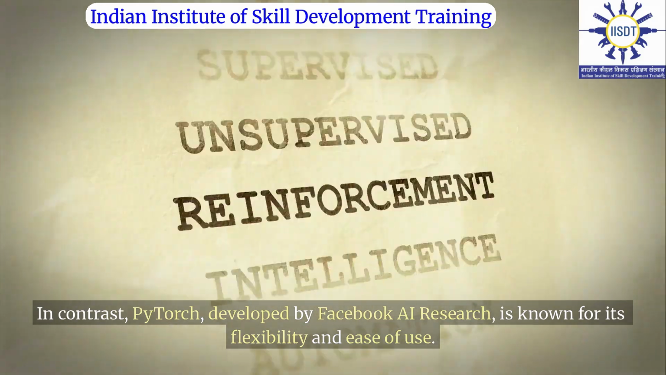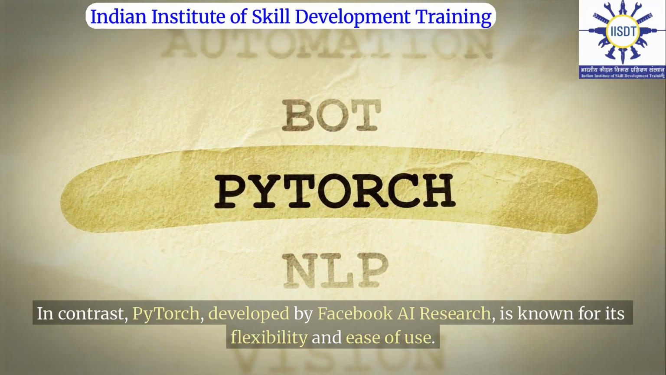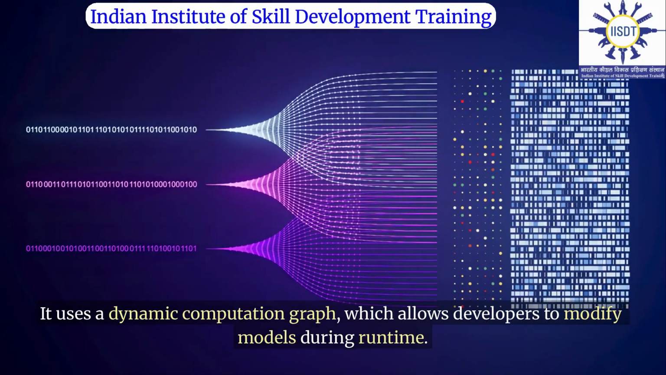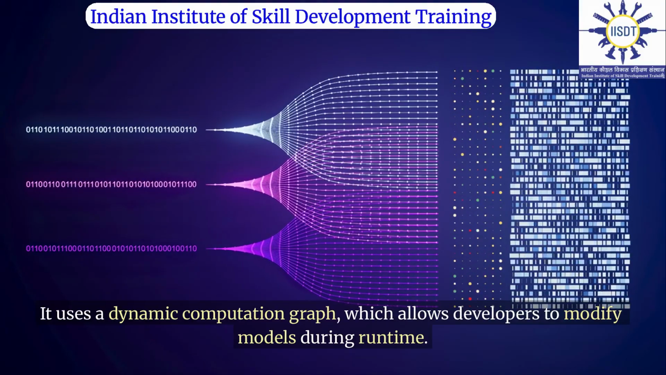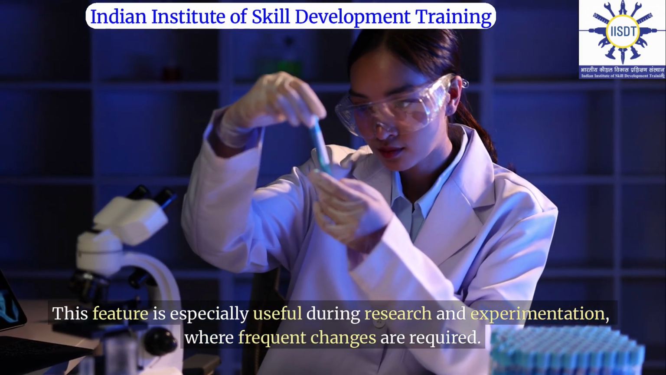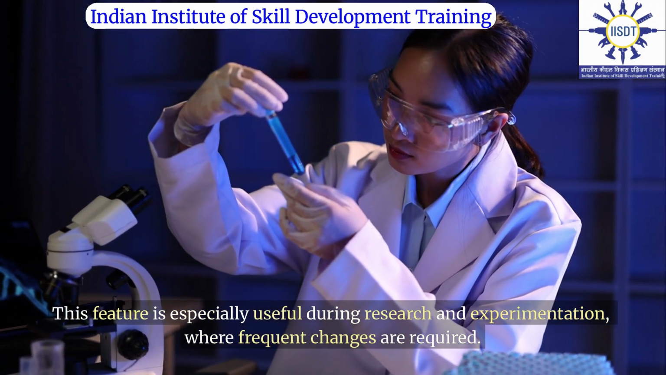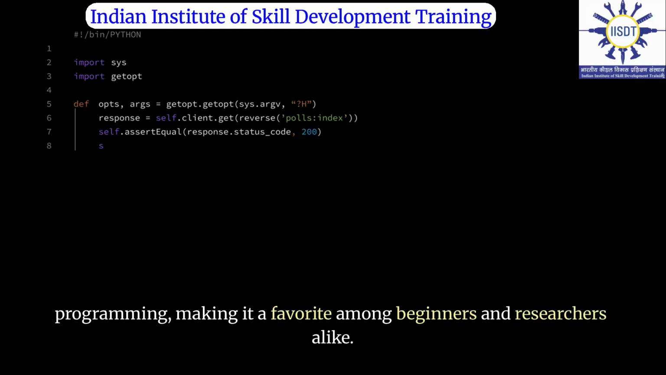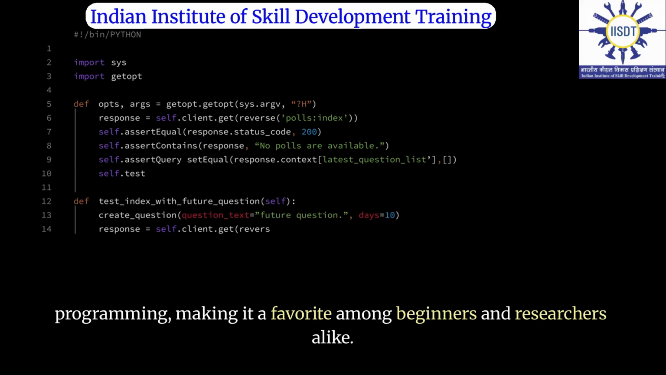In contrast, PyTorch, developed by Facebook AI Research, is known for its flexibility and ease of use. It uses a dynamic computation graph, which allows developers to modify models during runtime. This feature is especially useful during research and experimentation, where frequent changes are required. PyTorch feels more intuitive and closer to standard Python programming, making it a favorite among beginners and researchers alike.